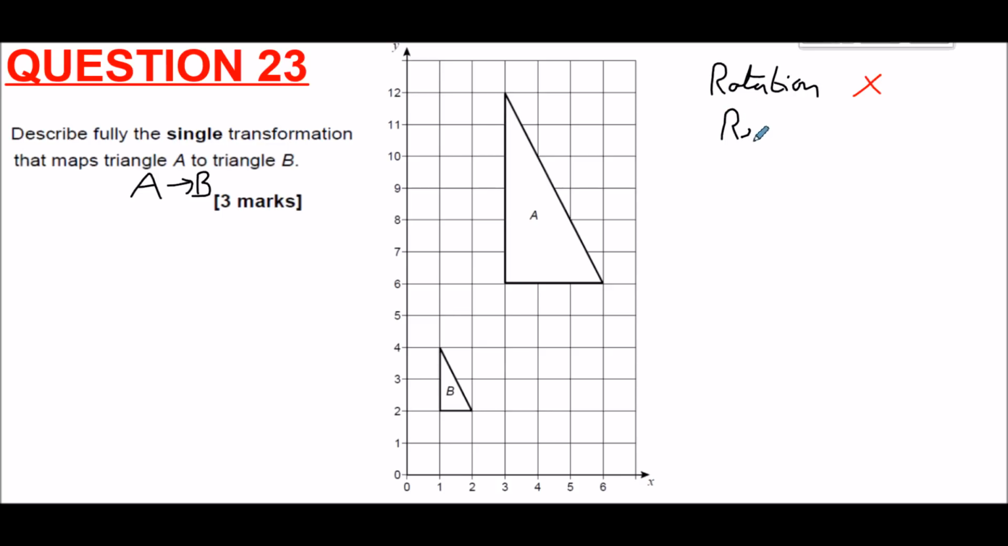Has it been reflected? Is it a reflection? Again, the answer to that would be no. A translation is when it doesn't change size or shape, it just moves. Unfortunately, it has changed size, so it's not just a translation. It would therefore be a rotation. Sorry, it would therefore be an enlargement. So we need to say it's an enlargement.